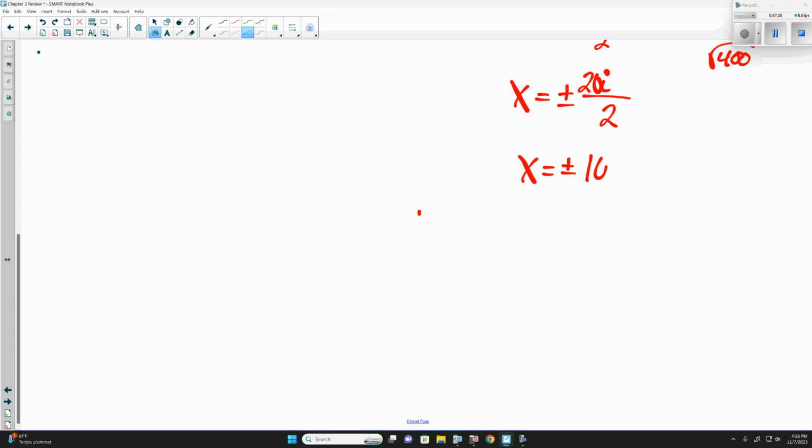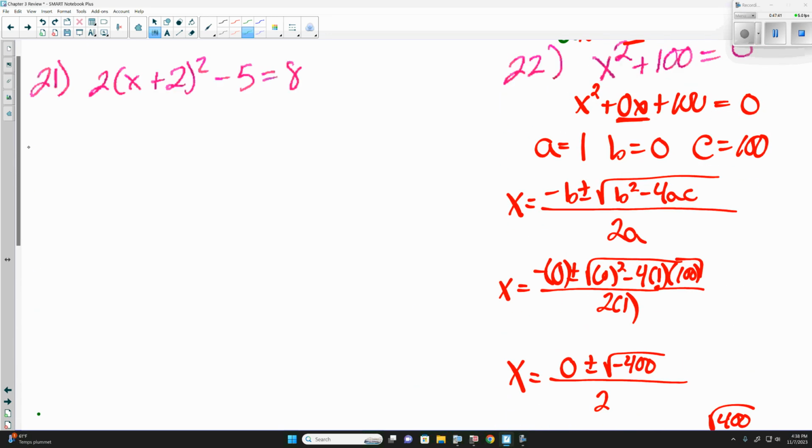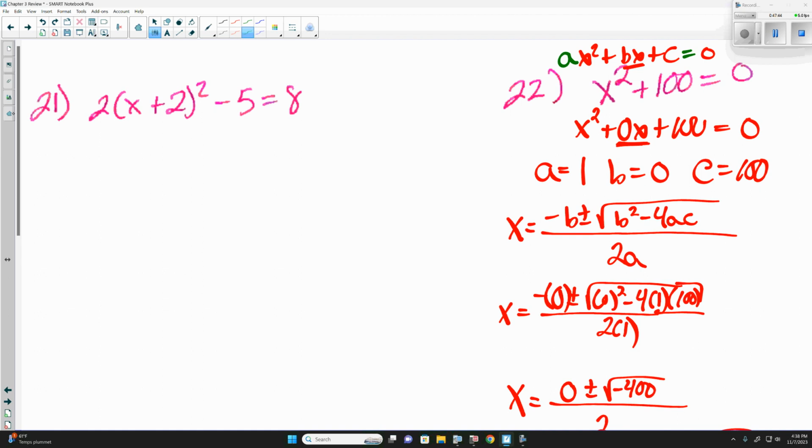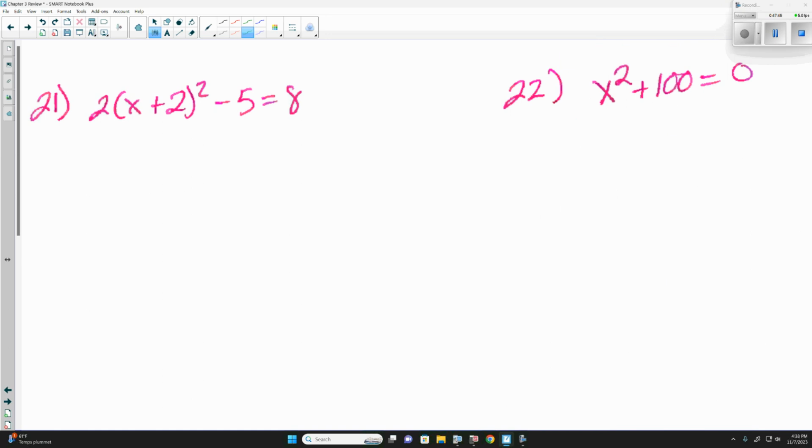20 divided by 2 is 10i. We get the same thing. And again, quadratic formula works. It just takes a little bit longer. Completing the square would work. It is more complicated than it needs to be because then we're looking at b as 0. Don't mess with it.